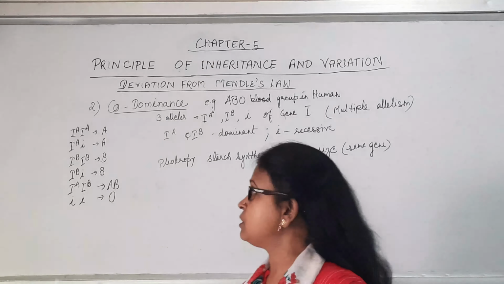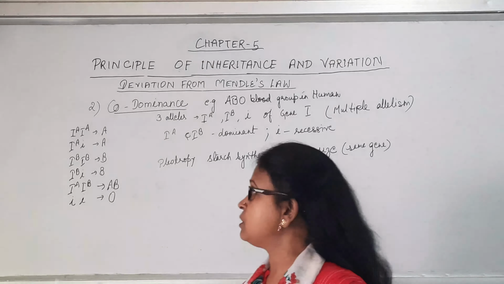In such a case the blood group of the human will be A blood group. If capital IA and small i, then the person will be blood group A, because this small i is recessive in presence of capital IA. Now the third case IB IB, then the blood group will be B. If IB small i, then again blood group is B. If small i small i, then O. That means it is giving rise to another type of blood group.